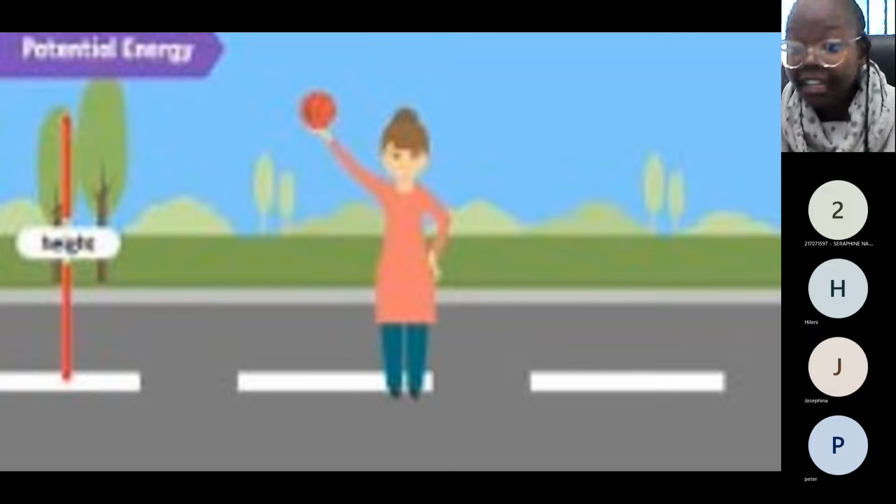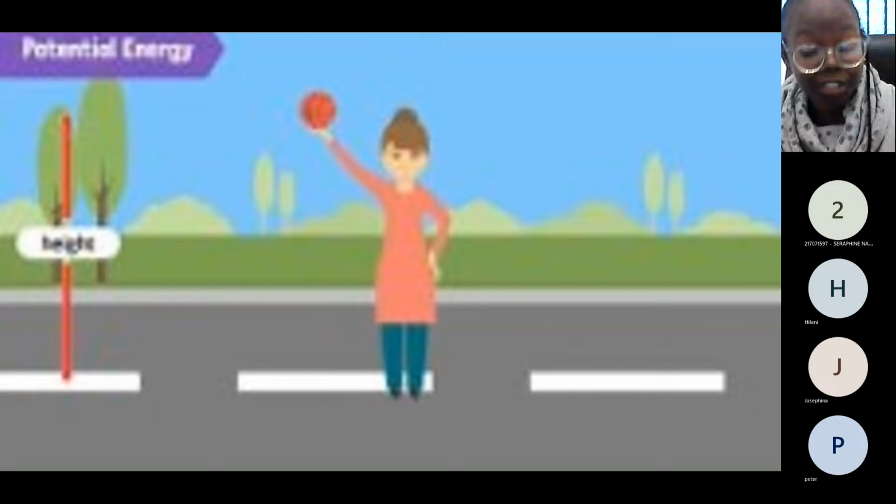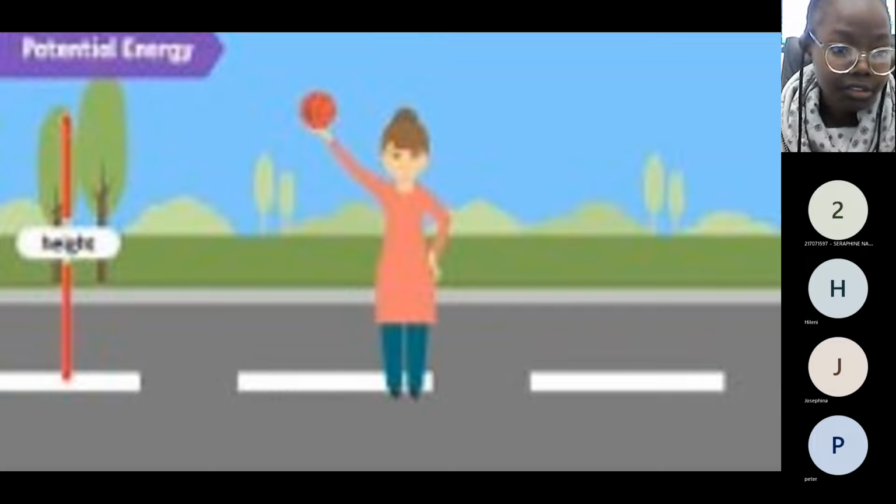Yes, that's true. The higher the ball, the more you raise the ball up, the more the potential energy and the less the kinetic energy, since the ball is stable in the air. So let's quickly just move on from that.